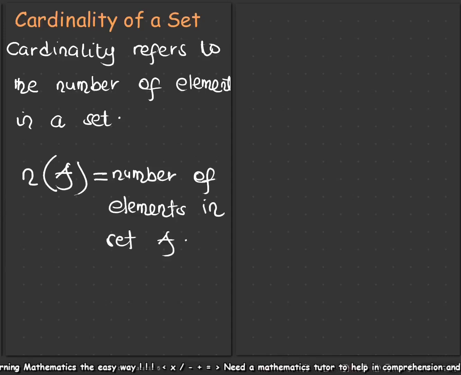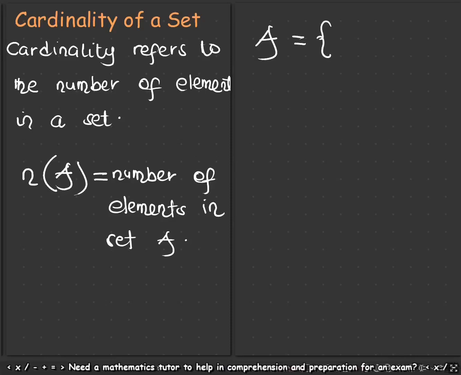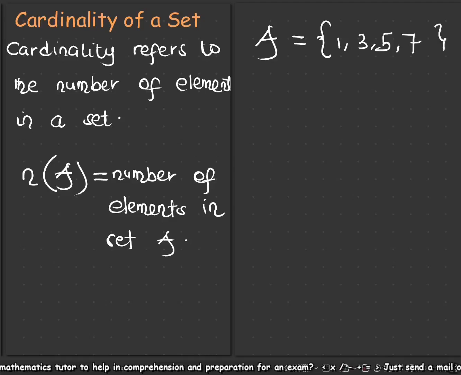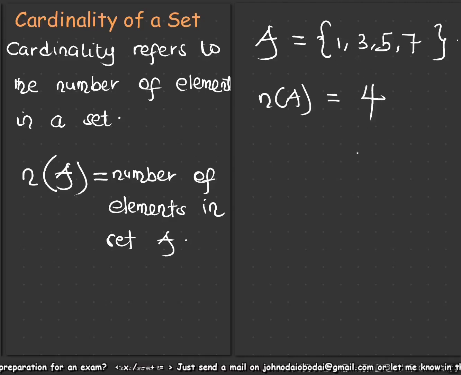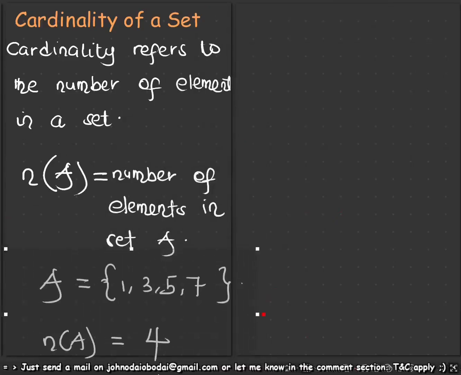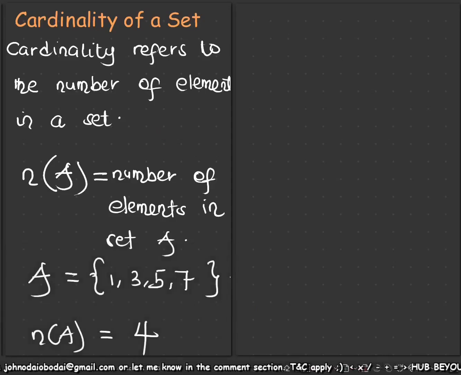Now let's take some examples and see what this definition means. If I have set A, and set A has elements 1, 3, 5, and 7, then the cardinality of this set, that is n(A), is going to be what? 1, 2, 3, 4. It is 4, and that is just it. This is what we mean by the cardinality of a set, and it's simple and straightforward as you have seen.